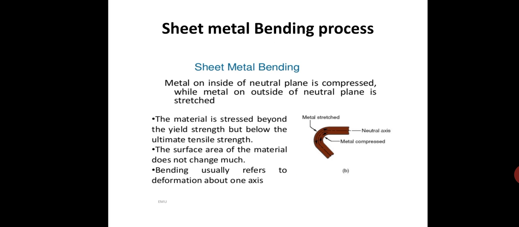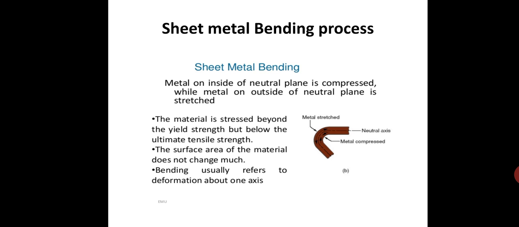And the next operation is the sheet metal bending operation. What is sheet metal bending? The metal inside a neutral plane is compressed while metal outside of the neutral plane is stretched. The diagram shows a strip. The central line is the neutral axis. The inner line is the metal compressed range and the outer one is the metal stretching area.